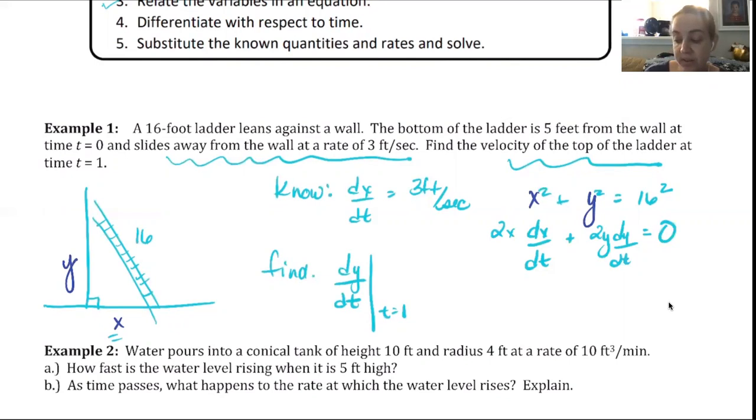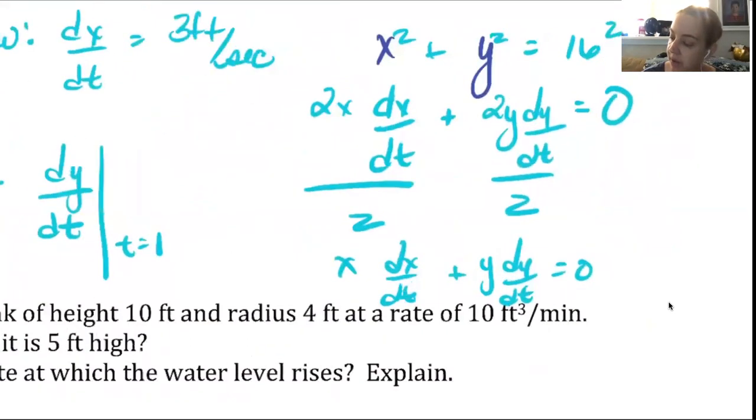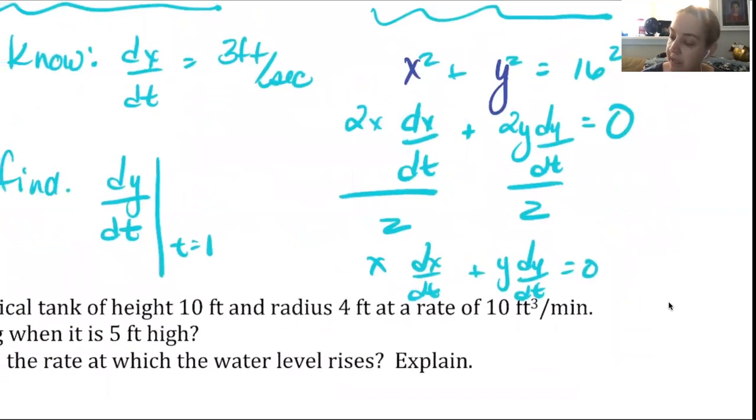Now we're ready to put in the variables that we have. So we know dx/dt is 3. Actually, before I do that, what can I do to make my algebra life a little bit easier? I can divide everything by 2. So this becomes x dx/dt plus y dy/dt is equal to 0. Now, clearly I wrote too big, but that's okay. We'll just zoom in. I'm going to switch colors so my work doesn't get lost. We'll go purple. So I know dx/dt is 3, and I know dy/dt is what I'm looking to solve for, and this is equal to 0.